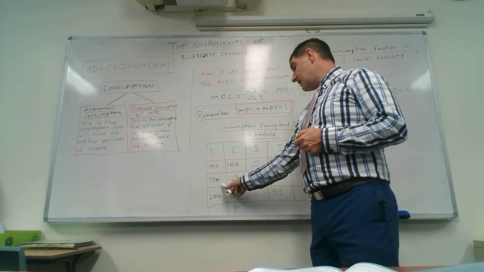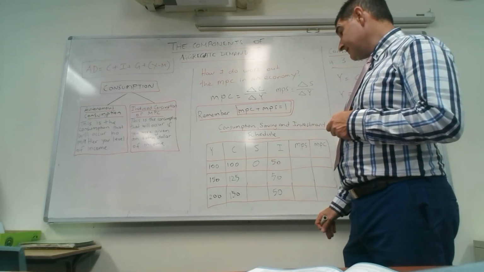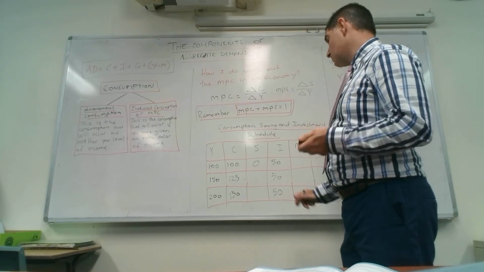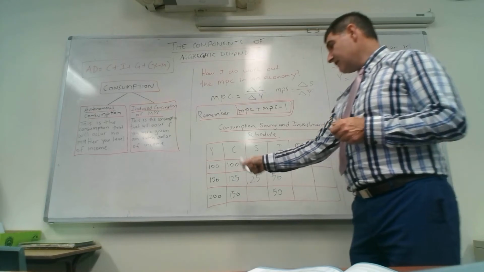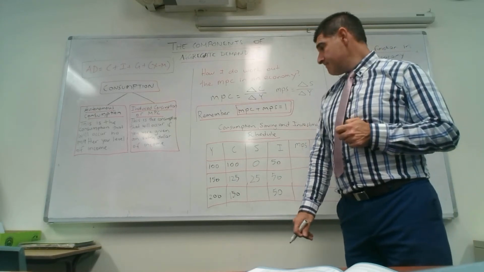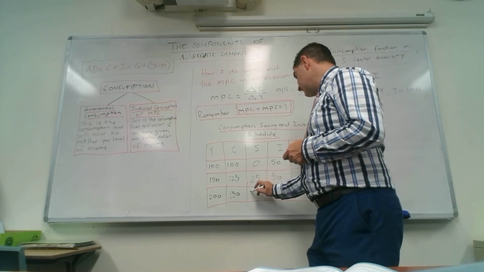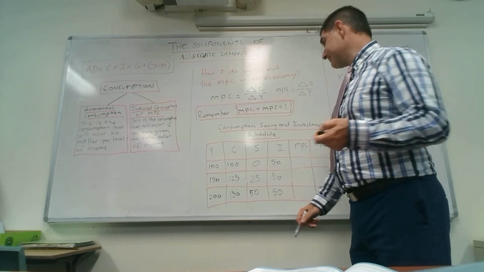If your income is 150 and your consumption is 125, how much are you saving? Well, 150 minus 125, that's 25. If your income is 200 and you're consuming 150, well, your saving is 50. Pretty clear? I hope so.